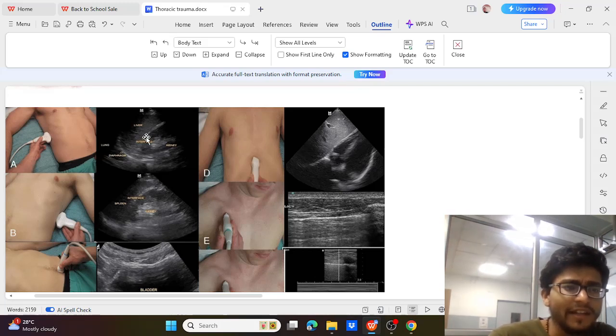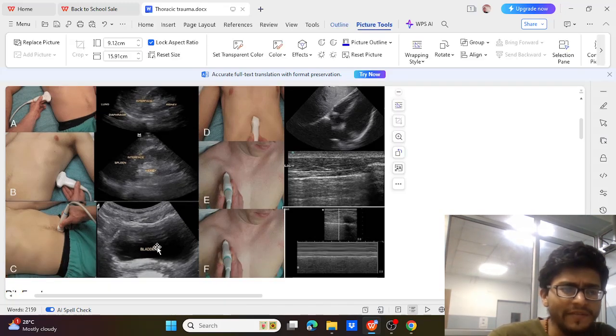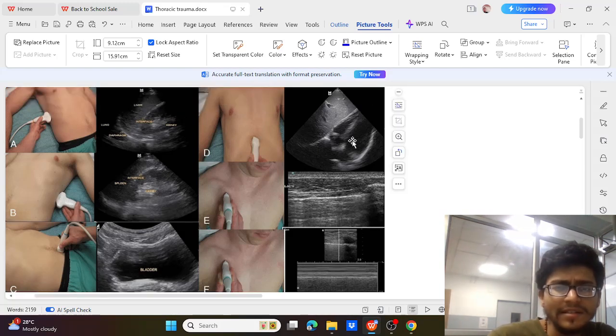Here we are checking in the right upper quadrant. We can see the liver and the Morrison's pouch. We can see the pleural space. In the left upper quadrant, again we can see the spleen and the pleural space, the costophrenic angle. Then here we can see the suprapubic region where we can see the bladder in the FAST. Then in the subxiphoid view we can see the heart with the liver, and here the stratosphere sign where we see the lungs and the pleural space.